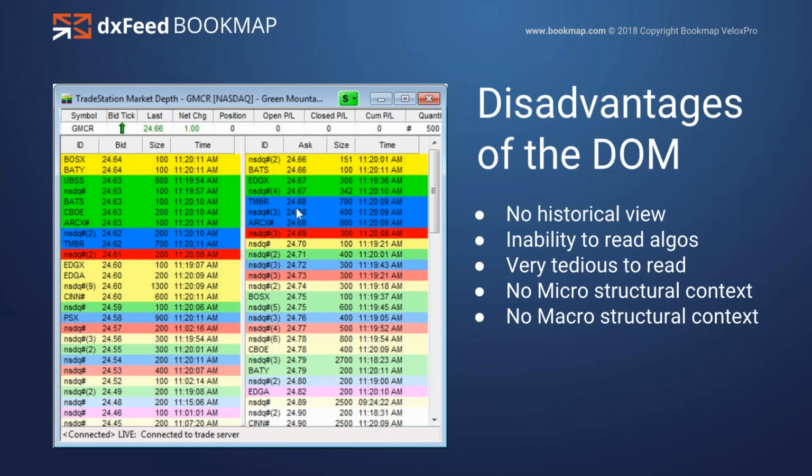All right, the big drawbacks and disadvantages of a DOM: there's no historical view. When these numeric values change here, it's lost. We have no recording of it. Due to that, it's very hard to read, almost impossible to read some of the algos. It's very tedious and very taxing mentally. And then you're going to have to put together, which is very difficult, the structures of what is happening there.